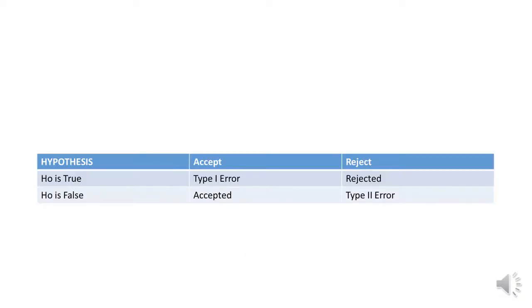These are the two errors which occur during the time of making or deriving hypothesis. You can have a look at the diagram where you can see, when the alternate hypothesis is true, it should be accepted, but error occurs. This is type 1 error, that instead of accepting it, it was rejected. And when it is false it should be rejected, but then it was accepted. So this is type 2 error.